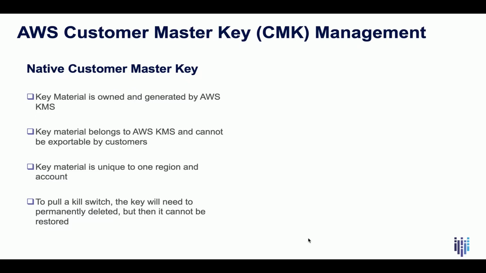Last but not the least is the kill switch. Kill switch is an option where you encounter some sort of breach happening in your account and you really have to stop your business and do some forensics. So the only way you can do it is you have to delete the key. You could disable the key, but then the key material is still living inside AWS. And if you have some indicators that it could be an internal attack, you have to delete the key.